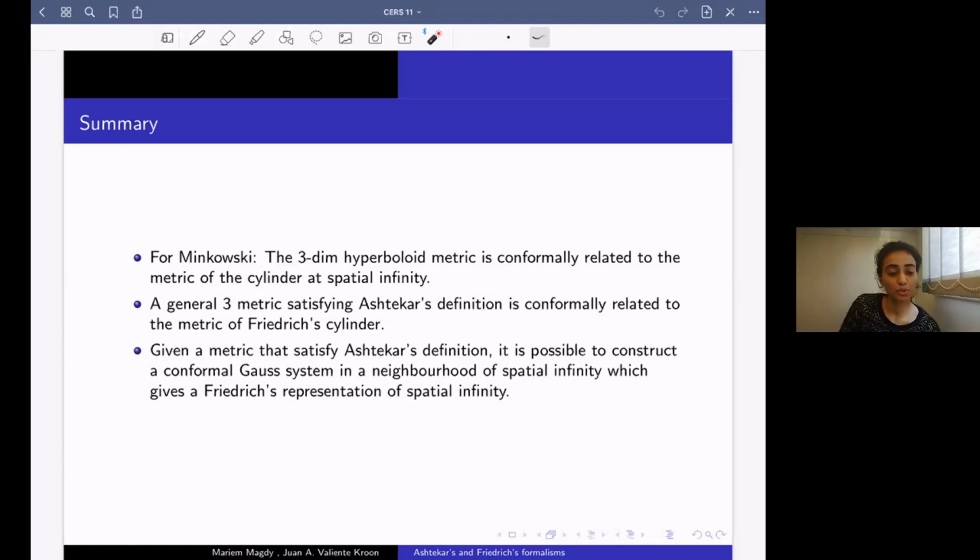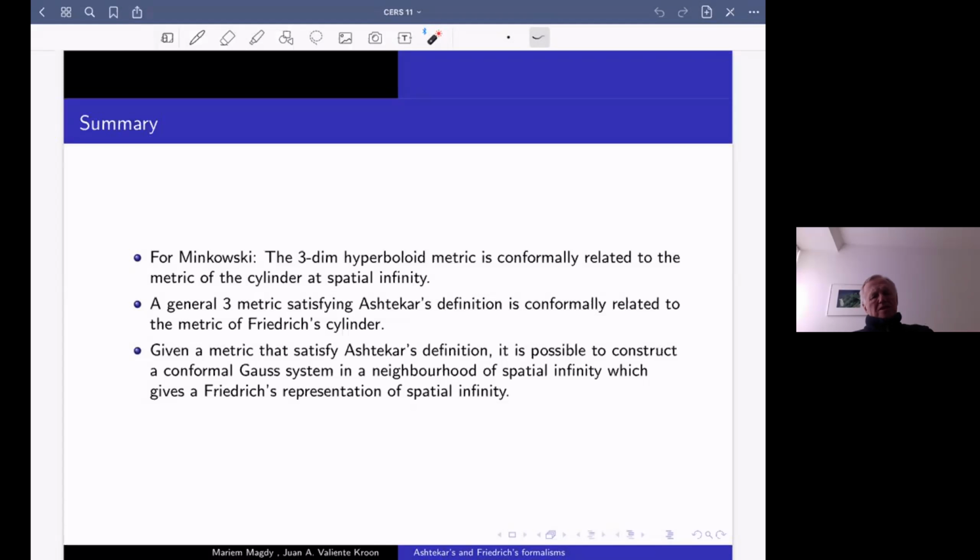So we have a solution for the conformal geodesic equation on the asymptote, and then we prove that this solution can be extended off the asymptote. So then we can construct the conformal Gaussian system in this way.